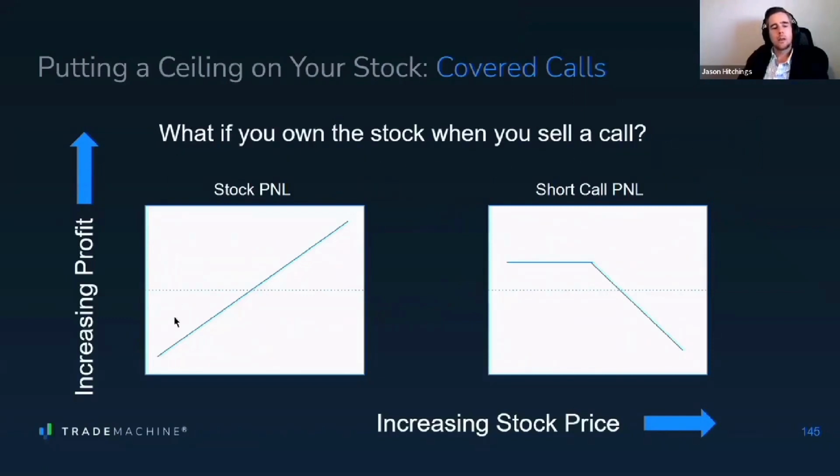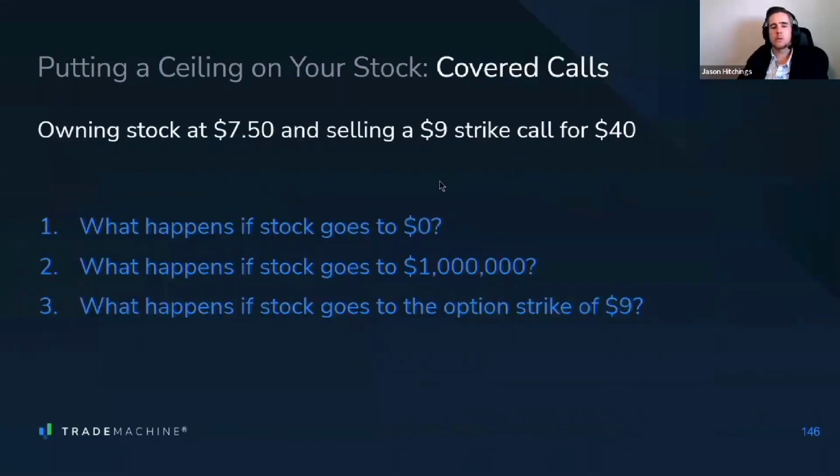So this is what the P&L chart looks like of stock. Every time the stock goes up, your profit goes up and it moves steadily up and right. As we just discussed, this is what shorting a call looks like. You make your maximum below the strike price and then you start losing money above the strike price. But what happens when you do both of those things at once?